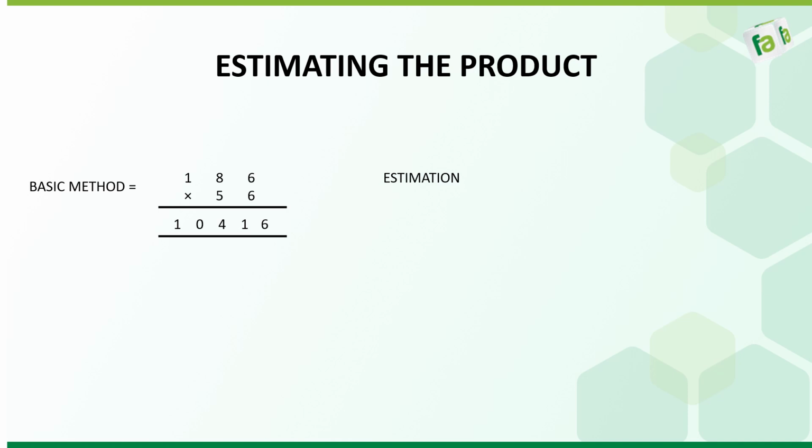So 186 is nearest to 190, nearest to tens, and 56 is nearest to 60, which is nearest to tens. Now, the estimated product will be 190 multiplied by 60, which is equal to 11,400.